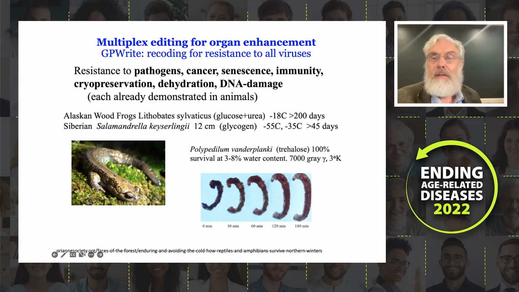Once you get down to minus 55, it's not that big a step to get to 3 degrees Kelvin, which this Polypedilum larvae can handle due to very high trehalose, where it can get 100% survival. And this, you can see here, rehydrating. So it's not only resistant to radiation of gamma rays and to freezing, but also to desiccation. But just cryopreservation would be adequate.